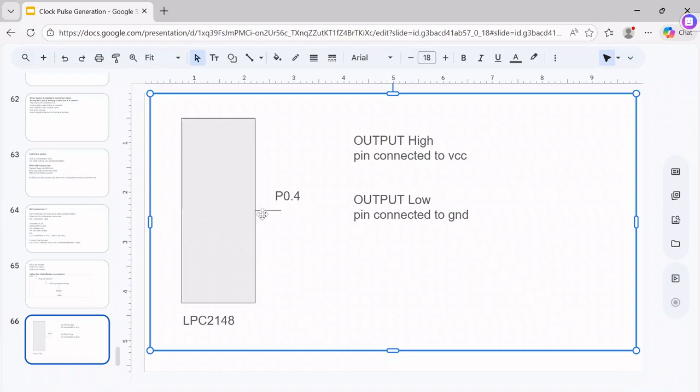When this pin is configured in input mode, the controller does not drive the pin at all. Like this, the pin is in a floating state. Then from where is this pin getting power? From the external devices this pin is getting power, but not from the controller.